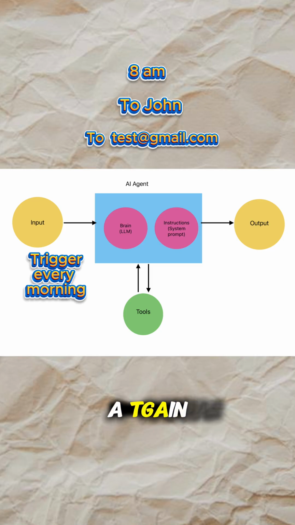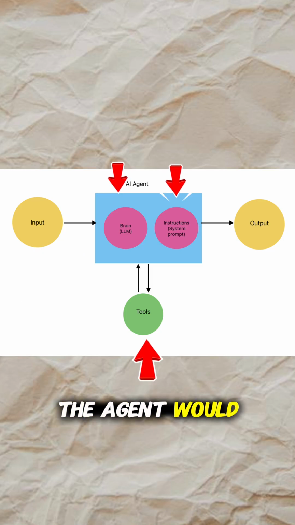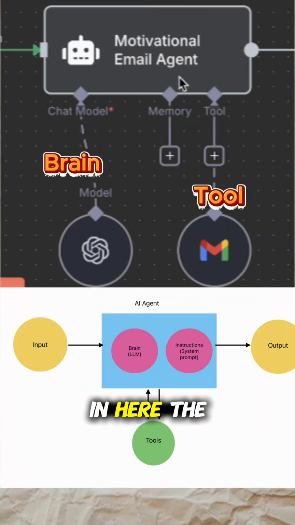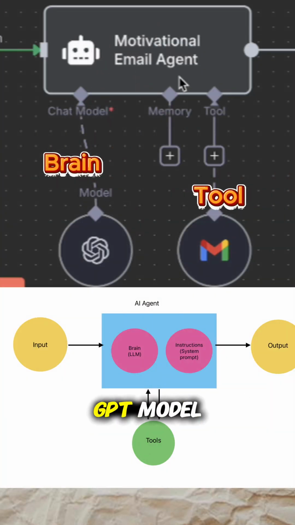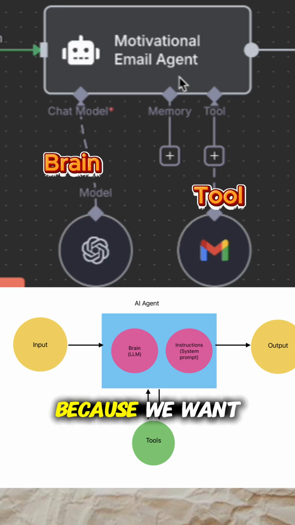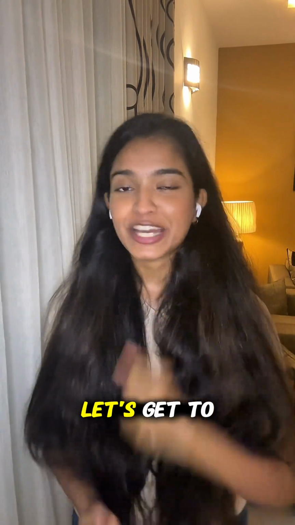An agent has a brain, instructions, and a set of tools the agent would access depending on the instructions we have given. In here, the brain we're going to use is the GPT model. And the tool we want the agent to use is Gmail because we want the agent to send a good morning email. So depending on your use case, you can connect as many tools as you want to the agent. Now that the theory is revised, let's get to work.